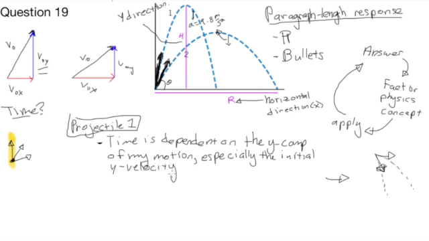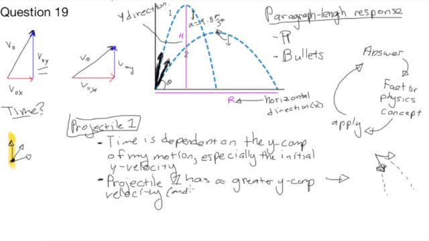So this is a physical fact, but you haven't explained how this tells you projectile 1. We have to relate it. So that was our fact or physics concept. Now let's apply it. Projectile 1 has a greater y component velocity, and also you could say height, than projectile 2.